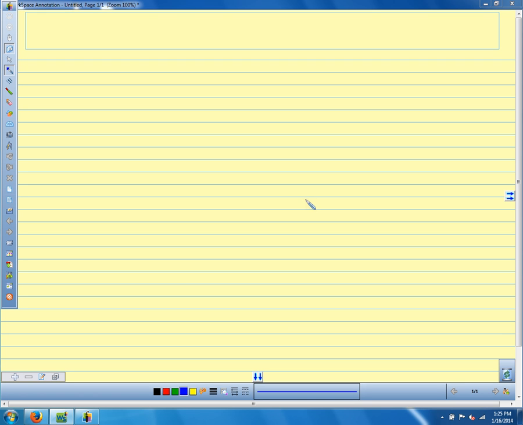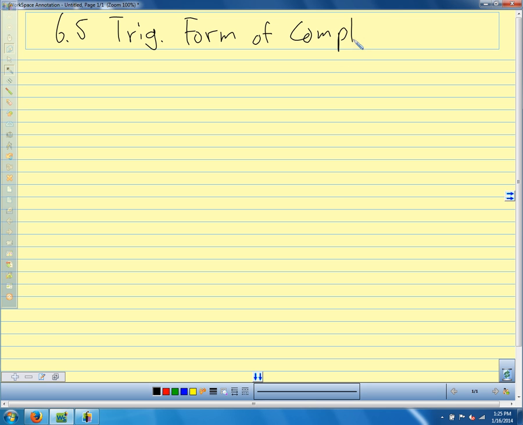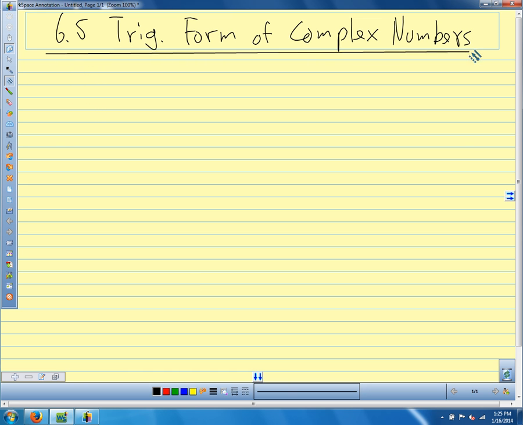In section 6.5, we're going to talk about the trigonometric form, and I'm just going to write trig for short. Trig form of complex numbers. And it may seem strange to suddenly switch from talking about vectors to talking about complex numbers, but we'll make the connection between the two, and it hopefully won't seem so strange.